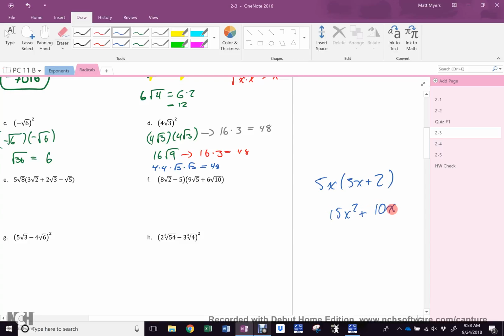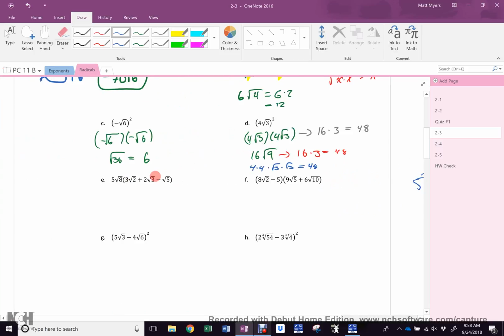What's that called? Does anybody remember? It's the distributive property, yes? Because that 5x distributes into that whole bracket. So, is that not the exact same thing here? It is, isn't it? So what's the first one? 15 root 16. Plus, what's the second one? 10 root 24. And what's the third one? 5 root 40. Minus 5 root 40.